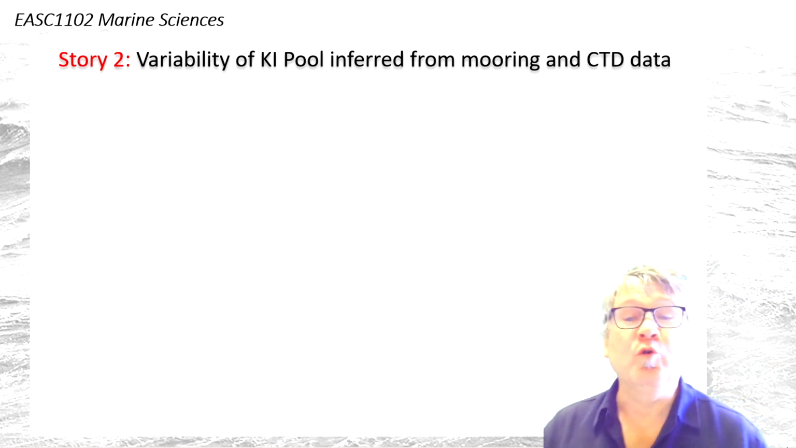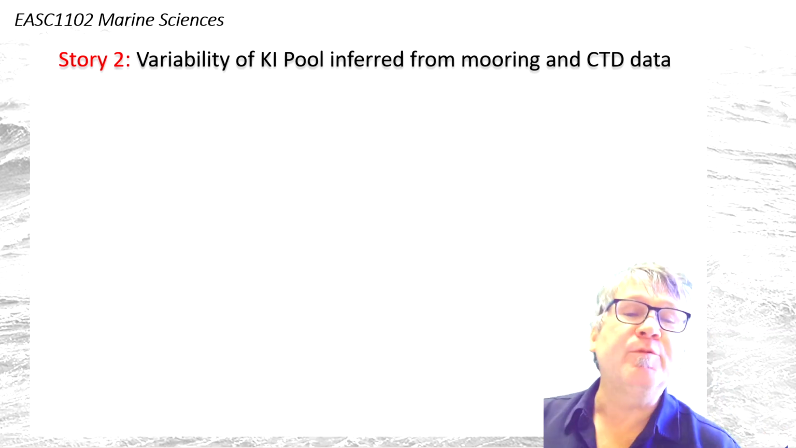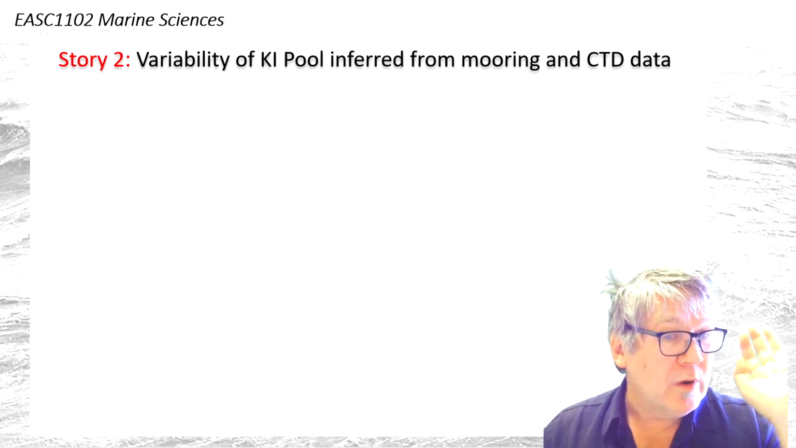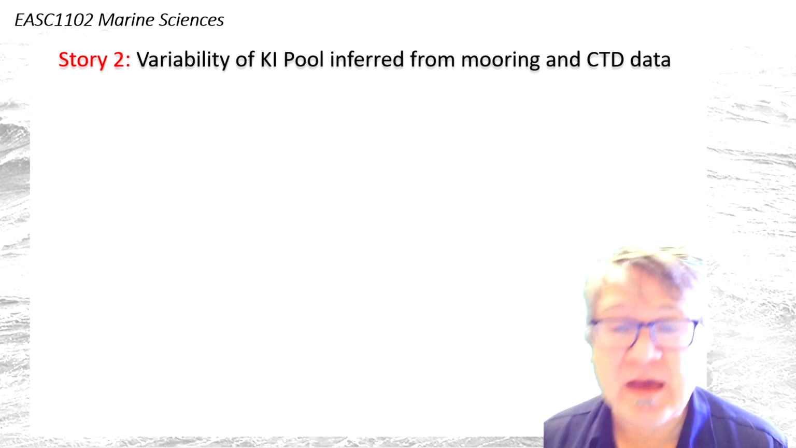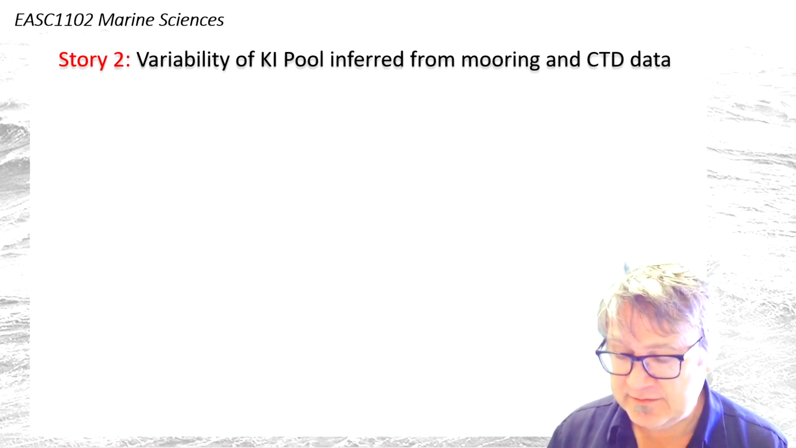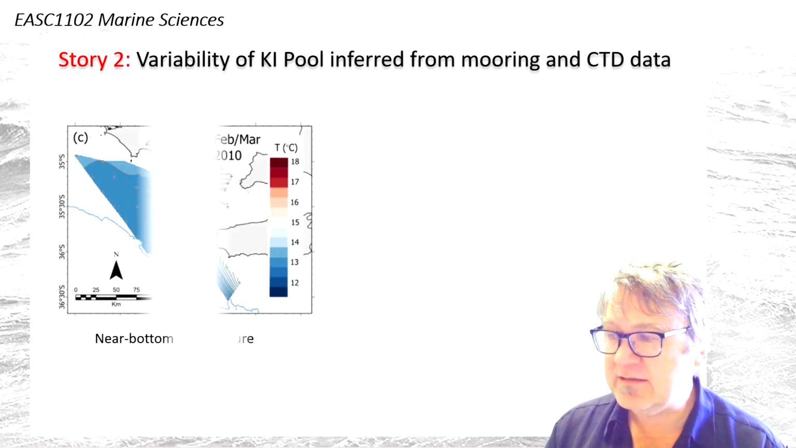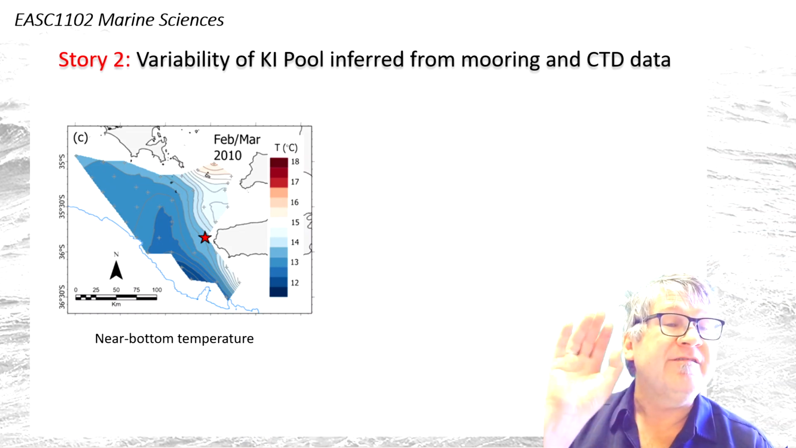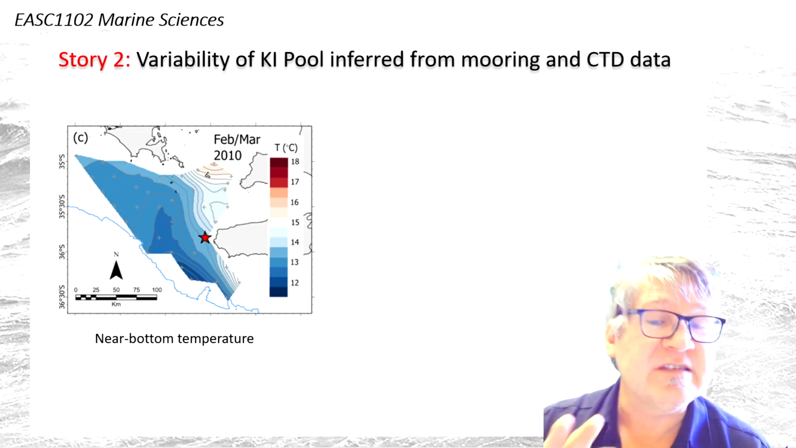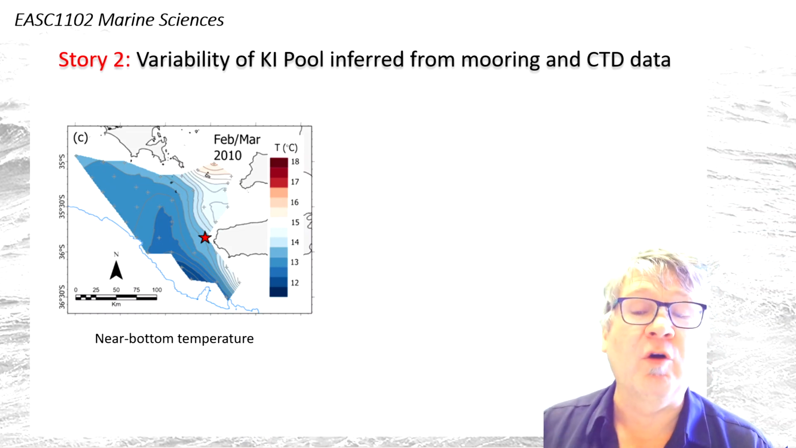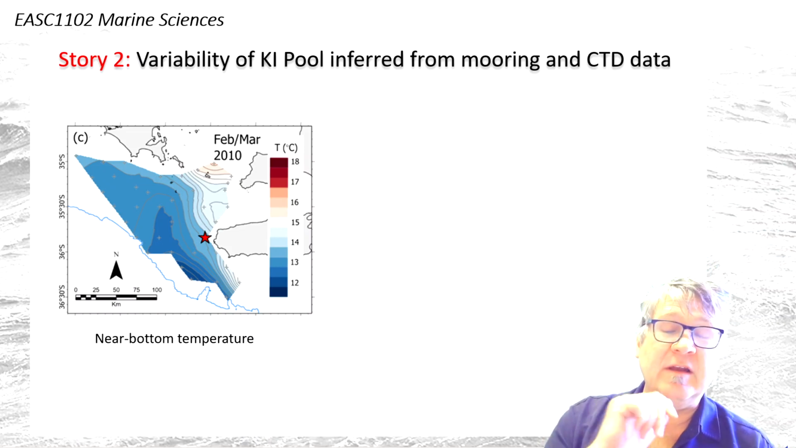Okay, this is story 2. Variability of the Ki pool inferred from mooring and CTD data. Yay! We have stations, we have a good coverage in some years. And from these CTD stations, we can show the distribution of the temperature 10 meters above the seafloor. Okay, the blue line is the 200-meter contour shown here on the left.